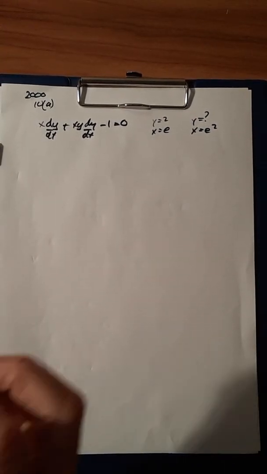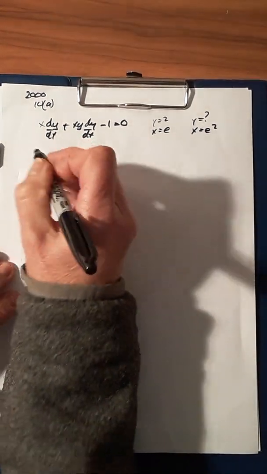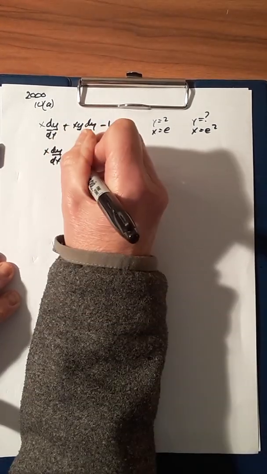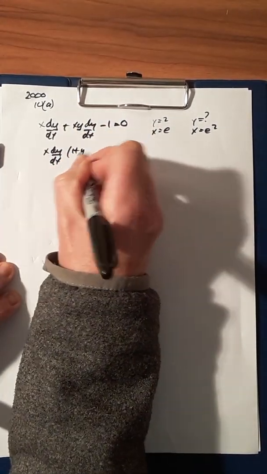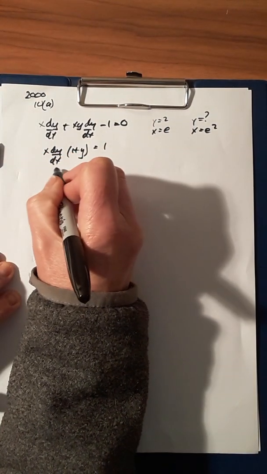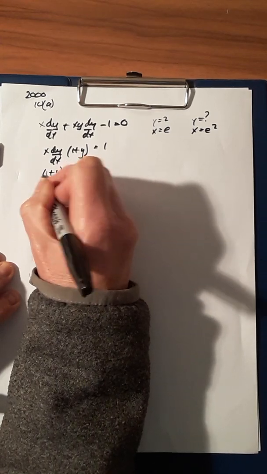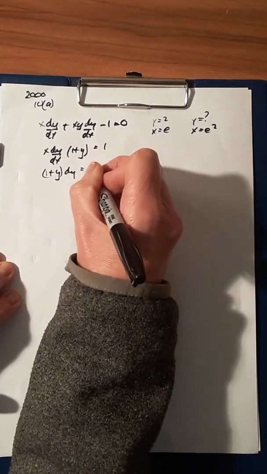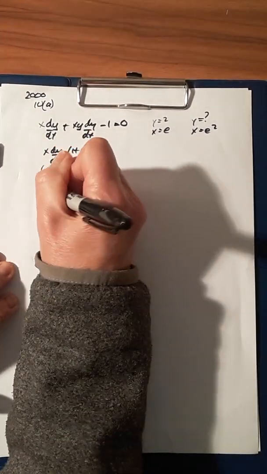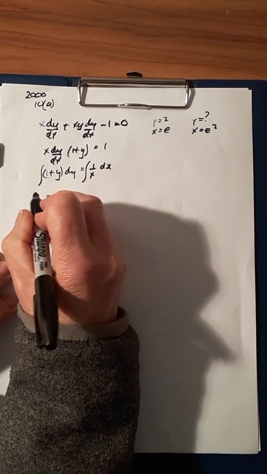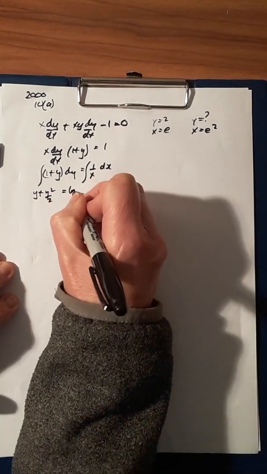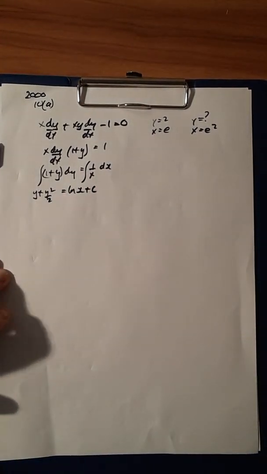Let's start by separating the variables. Here I'm going to take x dy/dx out because that's common to both, and in here we'll have 1 plus y. I'll bring the 1 over to the other side and separate the variables. I'll leave the 1 plus y on that side with the dy, and I'll take the x over with the dx. Now integrate both sides. This will become y plus y squared over 2 is equal to ln x plus c.